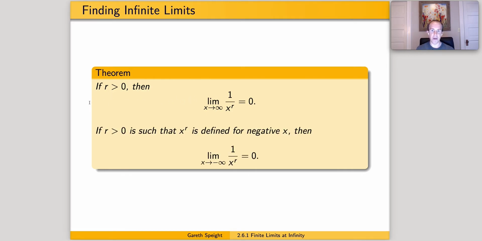And how about the limit as x tends to minus infinity? It's the same story, but we have to assume that x to the r is defined for negative x. So we have to pick the right values of r. For instance, r equals 1/3 would be fine because the cube root is always defined.